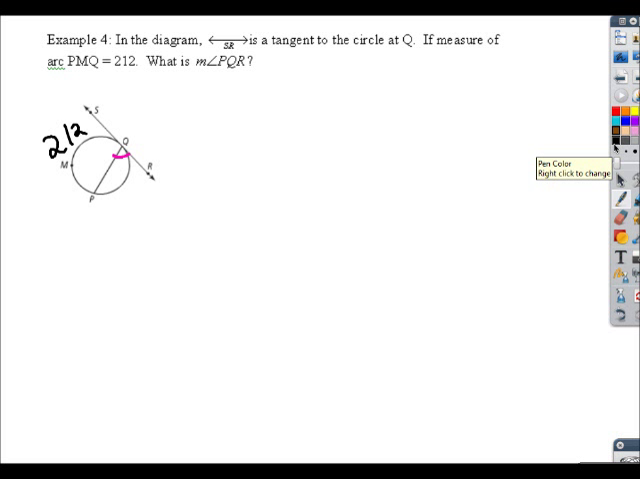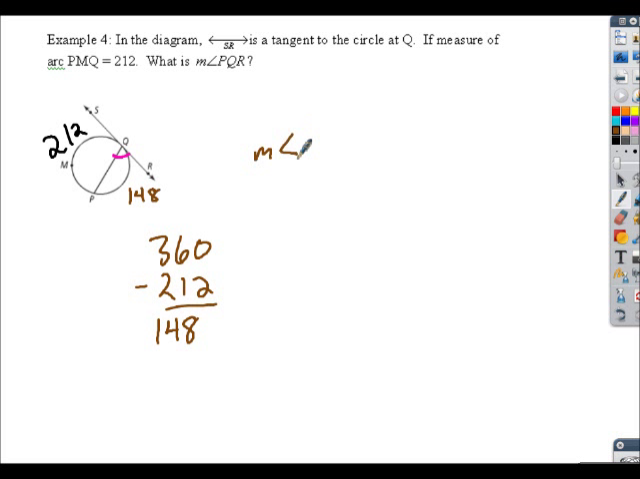Now arc PQ is whatever's left over after I take out the 212 from the entire circle, which is 148. So PQR is half of 148, which is 74 degrees.